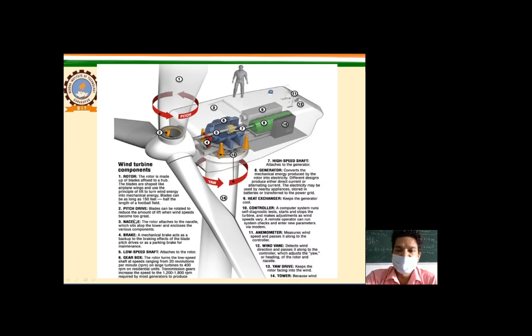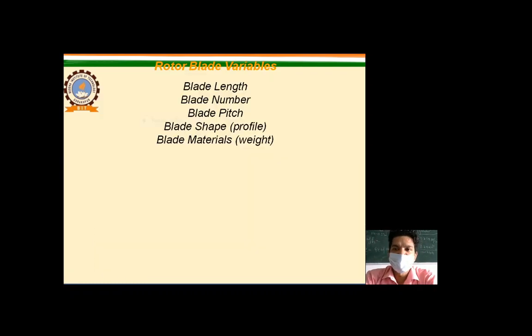First one rotor, then pitch drive, brake, low speed shaft, gearbox, high speed shaft, generator, heat exchanger. I think from 1 to 14 we have discussed the parts used in the wind turbine to generate electricity. Okay. I think from these slides we have to proceed forward.